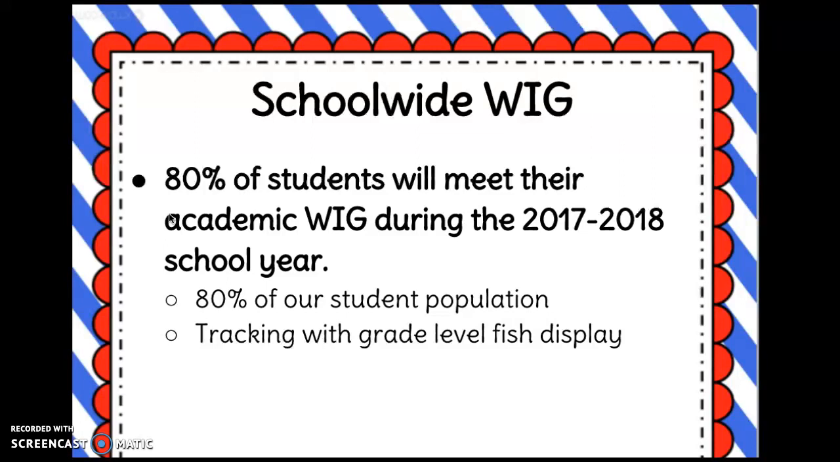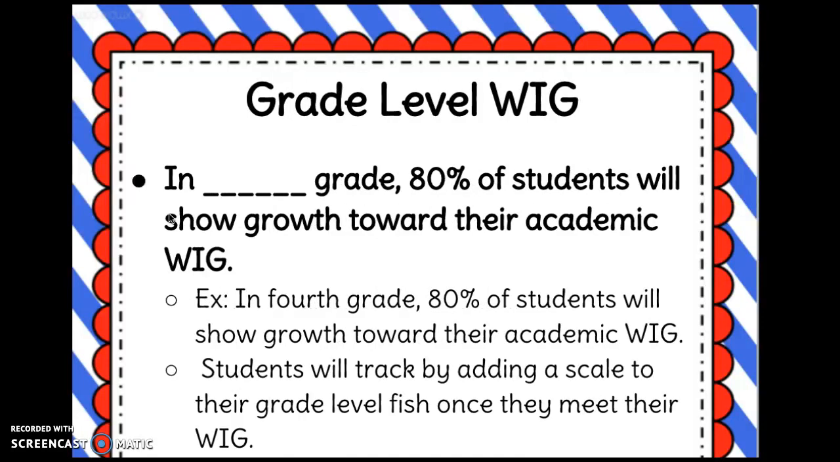So starting with our school-wide WIG, this is where 80% of students will meet their academic WIG during the 2017-2018 school year. So again, 80% of our population, and since our WIG is based on math fact fluency, these WIGs can be short-term or they can even be long-term, just depending on the gap that the student has. And we are going to track these with a grade level fish display in the hallway, which I'll talk more about in a second. So our grade level WIG is going to be, in whatever grade, 80% of students will show growth toward their academic WIG.